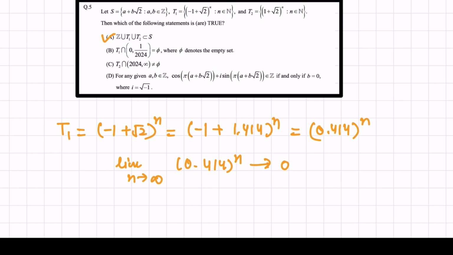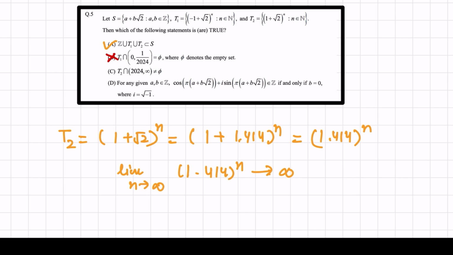You know the square root of 2 is 1.414, and when you plug that in, you will find out that this T1 expression comes out to be 0.414 to the power n. We know n here is a natural number, and if you have a large natural number, this is less than 1, so it will approach 0. So there is some common part, the intersection between the given interval is not empty. So our option B is false. It's not a true statement.